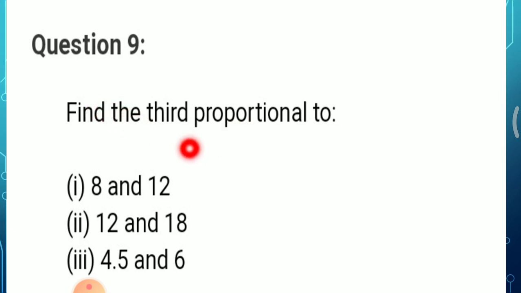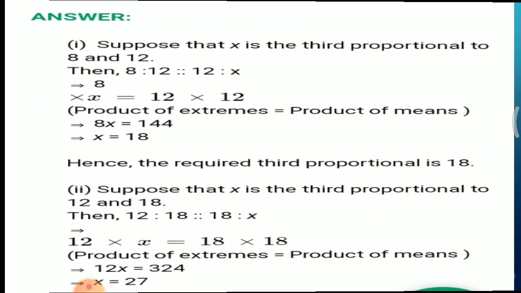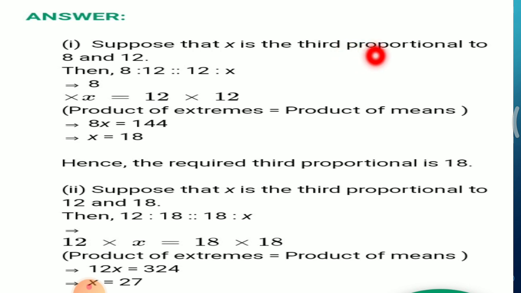Next question: find the third proportion to 8 and 12. The answer is: suppose that x is the third proportion to 8 and 12. So 8 ratio 12 is proportion to 12 ratio x. 8x is equal to 12 multiplied by 12, which is 144. x is equal to 144 divided by 8, which is 18. The third proportion will be 18.